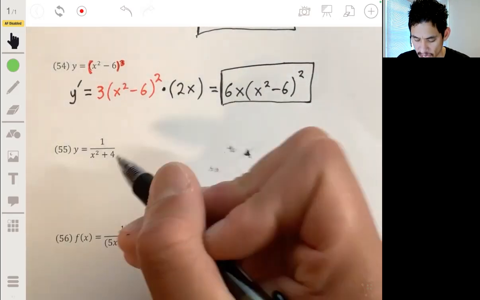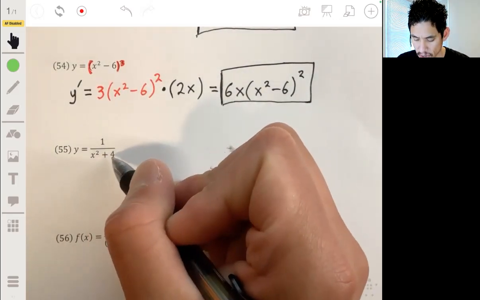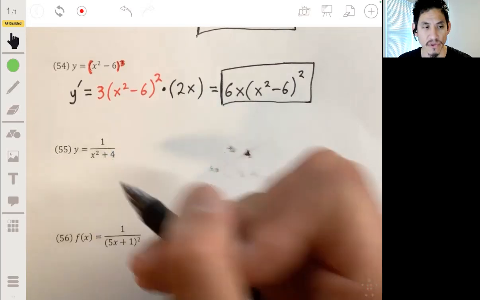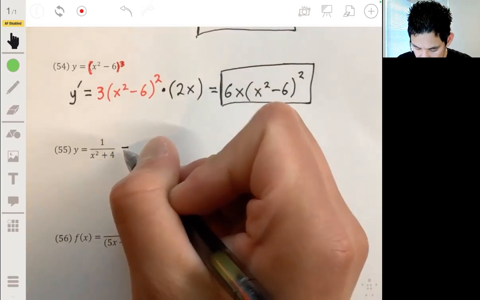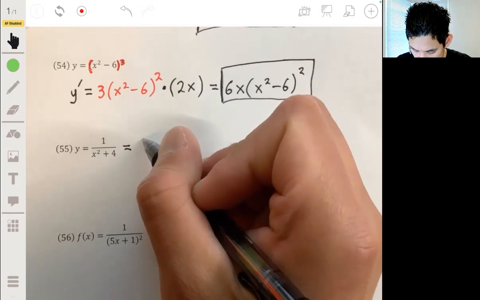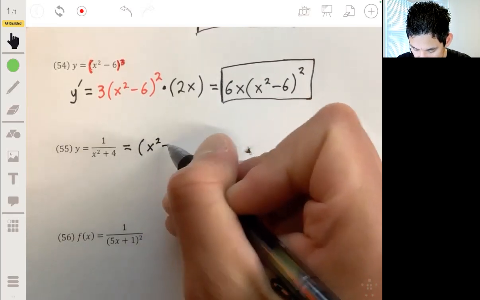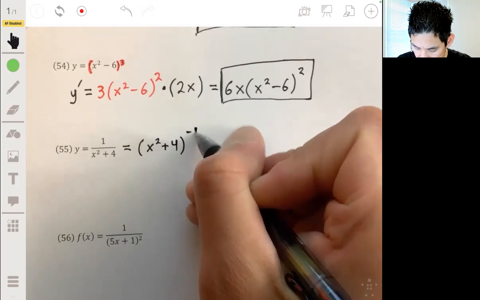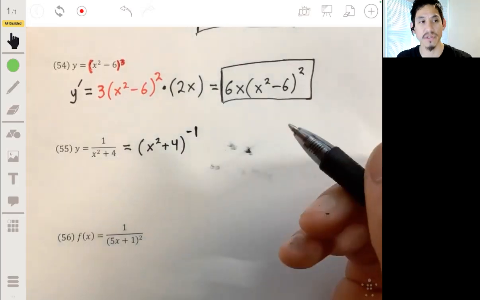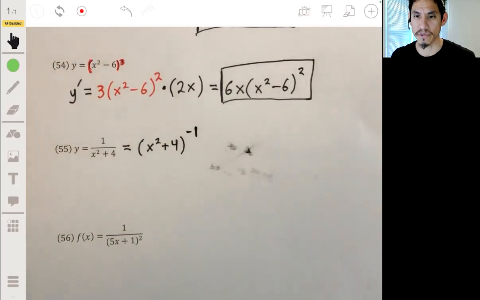Okay, 55, we have y is equal to 1 over x squared plus 4. And I prefer to actually write this as x squared plus 4 to the negative 1 power. Otherwise, we have to use the quotient rule, which I don't really like to use, for whatever reason. I just don't like it. I try to avoid it.